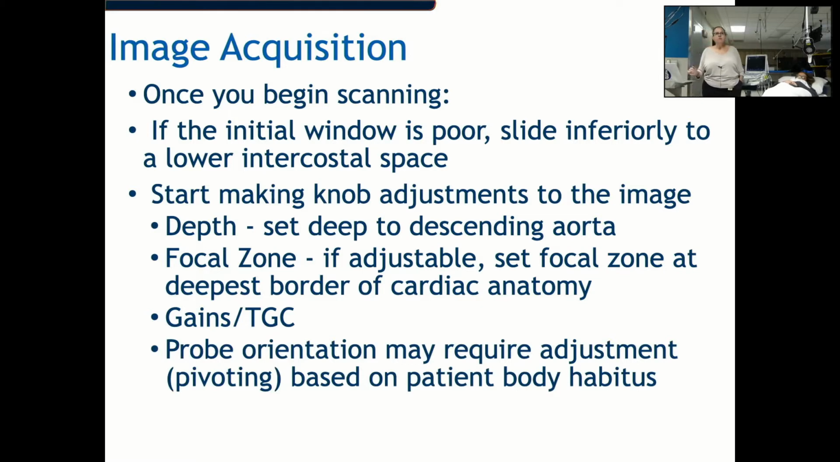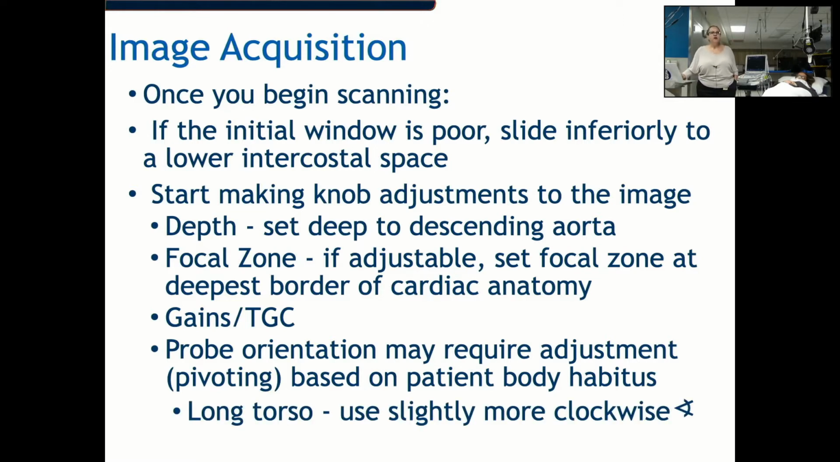Lastly, I want to remind you that you may have to pivot the probe based on the body habitus of your patient. So if your patient has a long, thin torso, these hearts tend to lay a little bit more vertical in the body, and you're going to have to rotate the probe slightly clockwise to get closer to a sagittal window. And if a patient has a short, stocky build, then you have to go more transverse in the body, rotating your probe more counterclockwise.